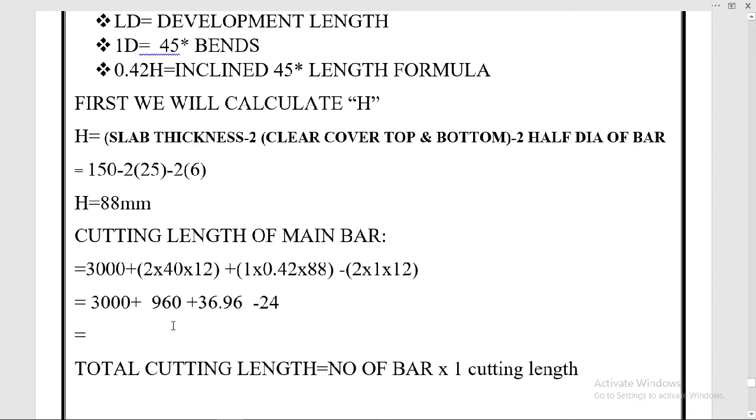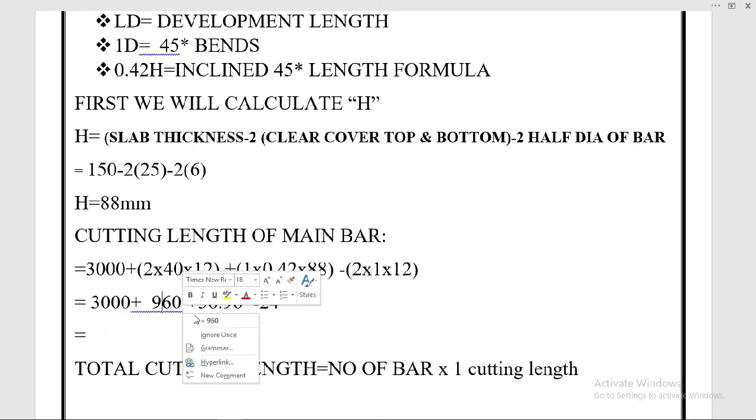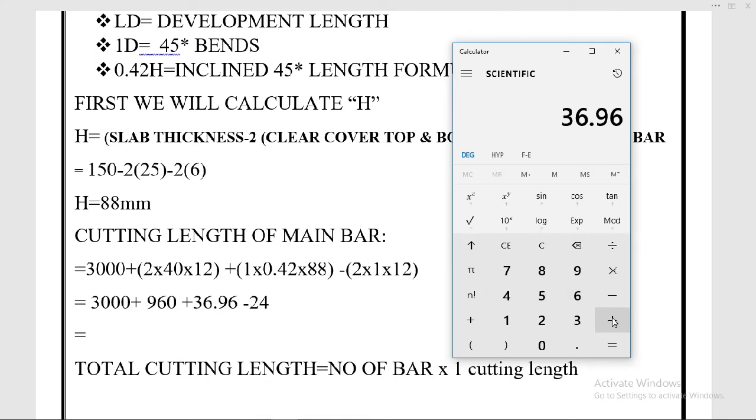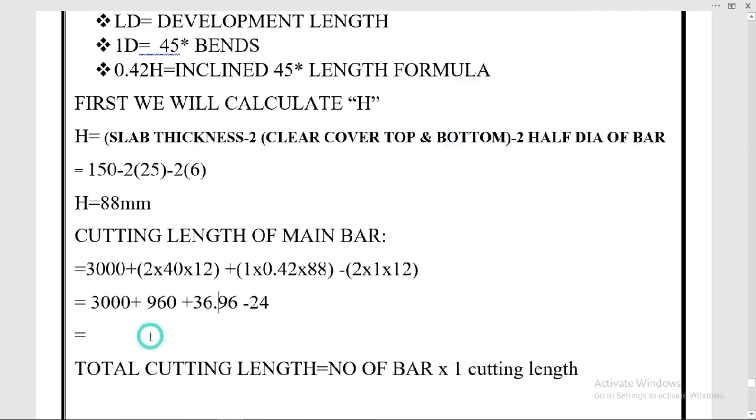So let's finally calculate it on the calculator now. 36.96 plus 960 plus 3000 minus 24. 3973, let's take it as 3973 millimeter. In meter it will be 3.973 meter.